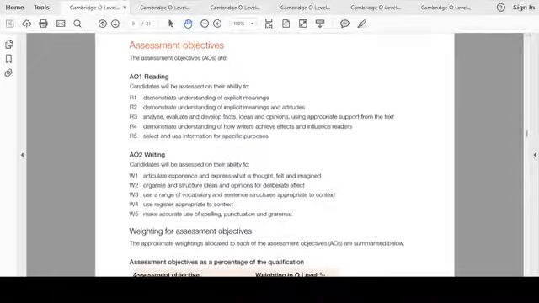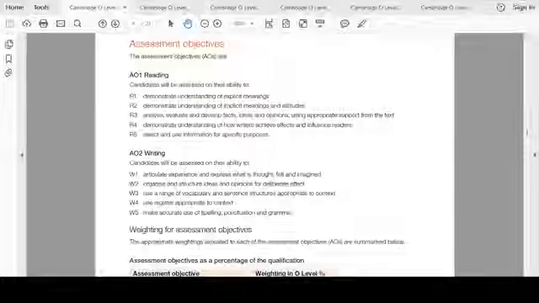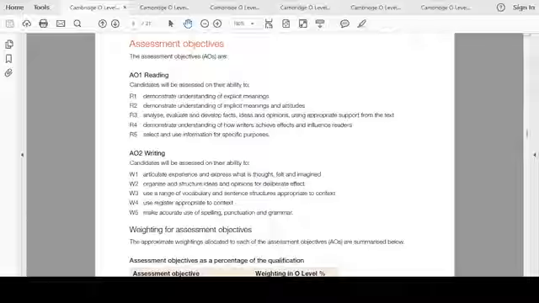But before that, what are the assessment objectives? As for reading, there are five assessment objectives, writing as well. We can see here R1 is reading objective 1, and that is to demonstrate an understanding of explicit meanings. Explicit meanings basically means something is given to you very clearly in the text. So you don't have to go around trying to think, oh, what is it that they might mean to say? It is given to you very directly. You just need to find the answer. That's all you need to do.